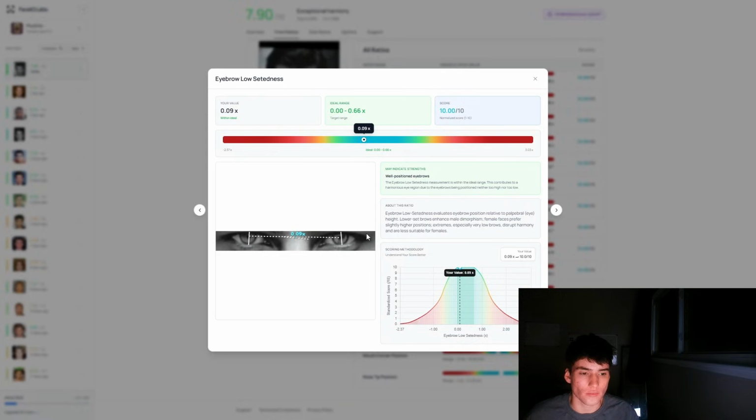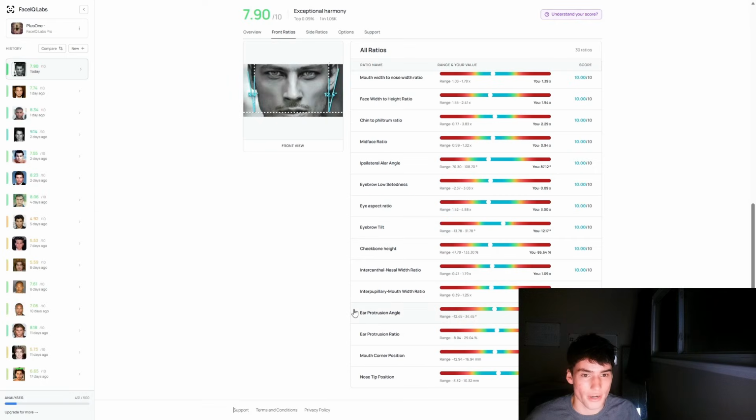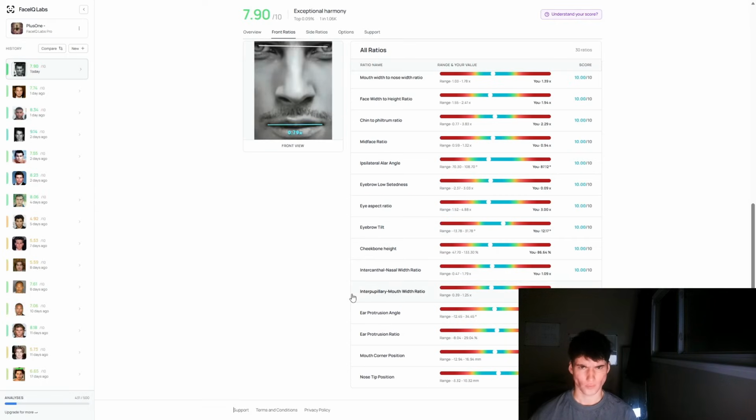We're just not able to see it that much in these photos because his eyebrows are so low. Yeah, right in the 10 out of 10 range. And if you guys ever want to fix that, just go like this. And then boom, bro. Absolutely locked in. Now you guys are set.